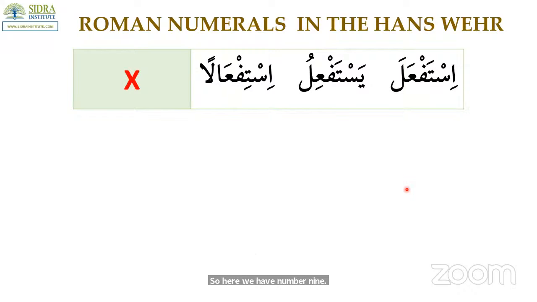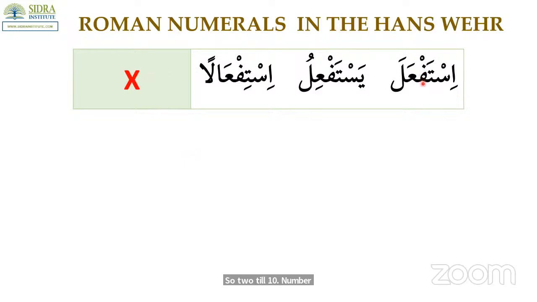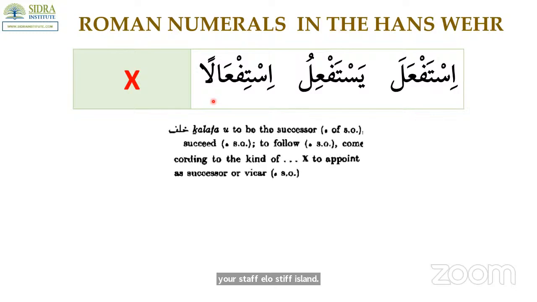Okay, number 10, which is the last one, because Hans Wehr dictionary only goes up to 10. So 2 till 10. Number 10 signifies istaf'ala yastaf'ilu istif'alan. If you want to repeat that again, istaf'ala yastaf'ilu istif'alan. That is number 10. So we have here khalafa yakhlufu, which means to be a successor of someone. But we're not looking at khalafa yakhlufu, we are looking at this x here.